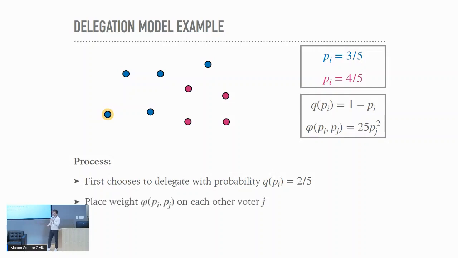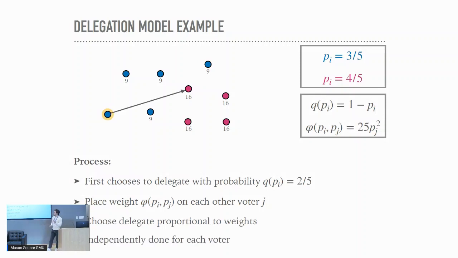And then, conditioned on you delegating, you place weight on everyone else according to this, and I very conveniently chose these numbers so they add up to 100. So maybe 9% of the time you're delegating to each of these blue people and 16% to these people. So you're not deterministically doing anything necessarily better, but on average you're delegating to better people slightly more often. Yeah, you choose someone according to this, and you do this for everybody.